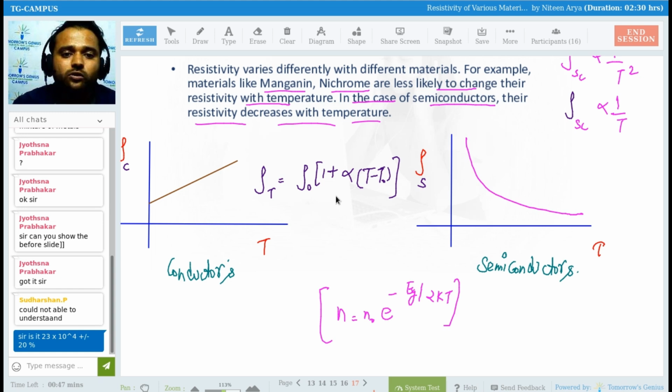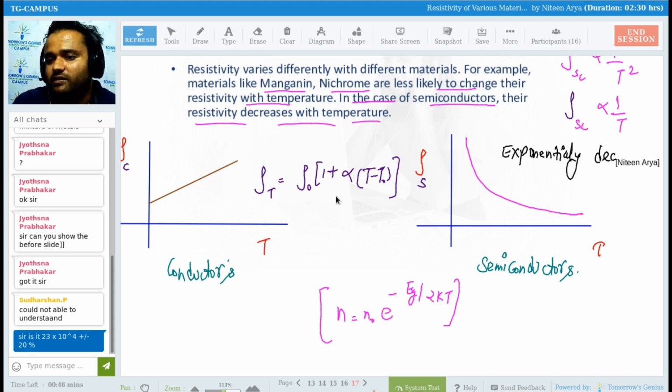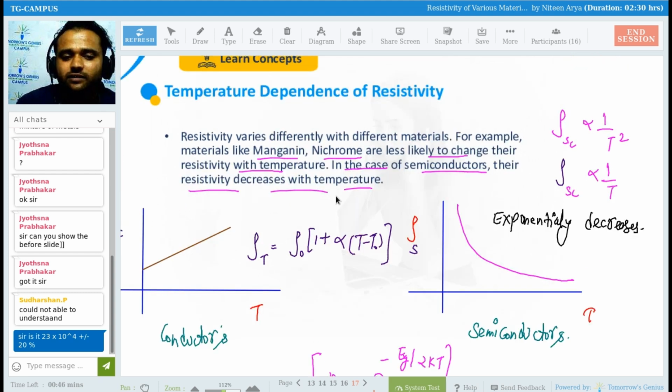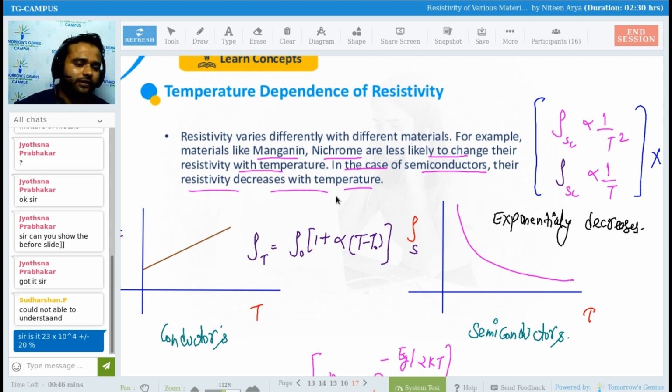If someone asks how it is going to decrease, your response is: exponentially decreases. From where does it come? From this relation it comes. Sir, so that graph is called an exponentially decreasing trend. Yes. Okay, not inversely. This is your inverse, this is your 1 by T square, or you can say square of inverse, or inversely square. That is wrong. In this way it is going to decrease.